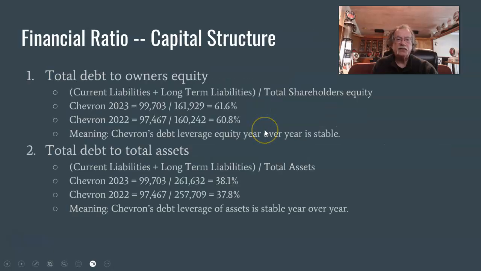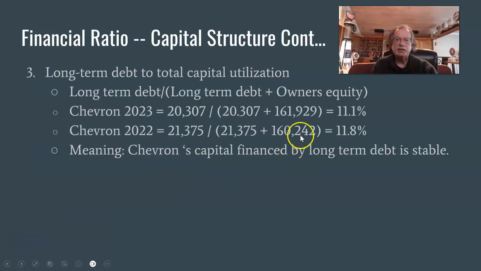And if you look at this, 38.1% includes the current stuff. When you back out the current stuff, it's only 11.1%. So that means that Chevron's pretty stable, and a lot of their liabilities are tied up in current liabilities, which are covered by current assets because they've got current assets in excess of current liabilities by about $8 billion.